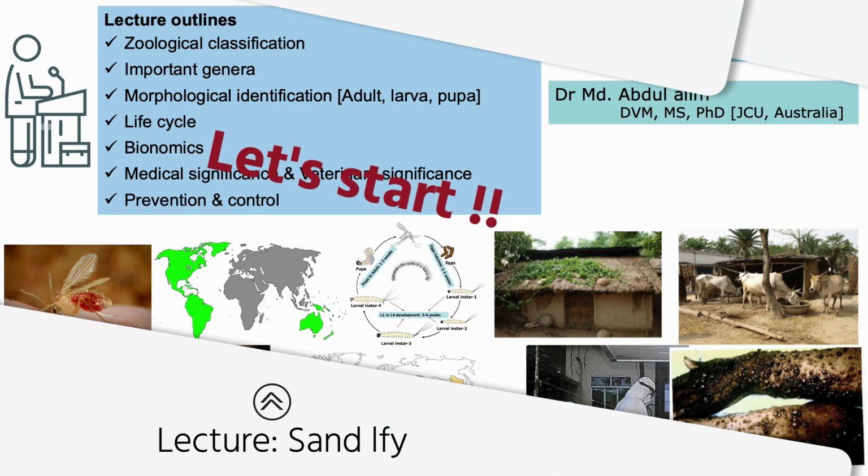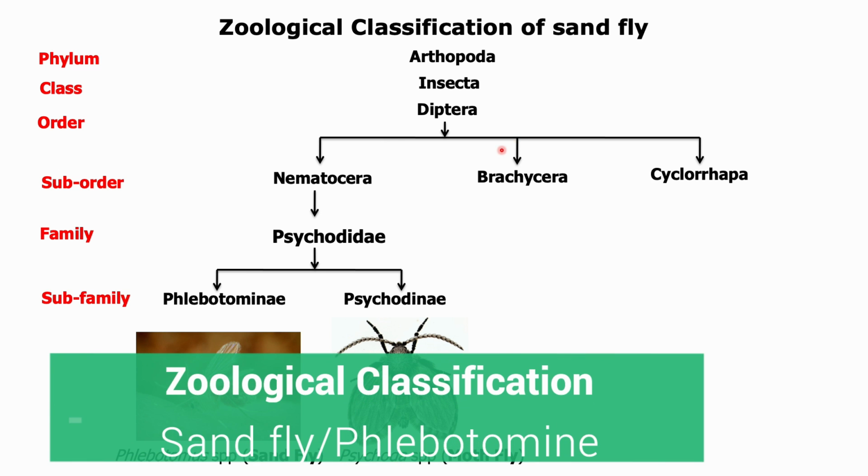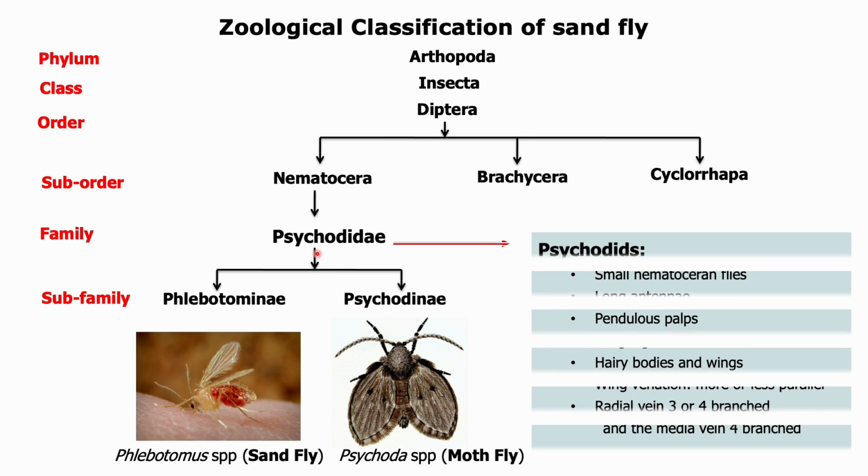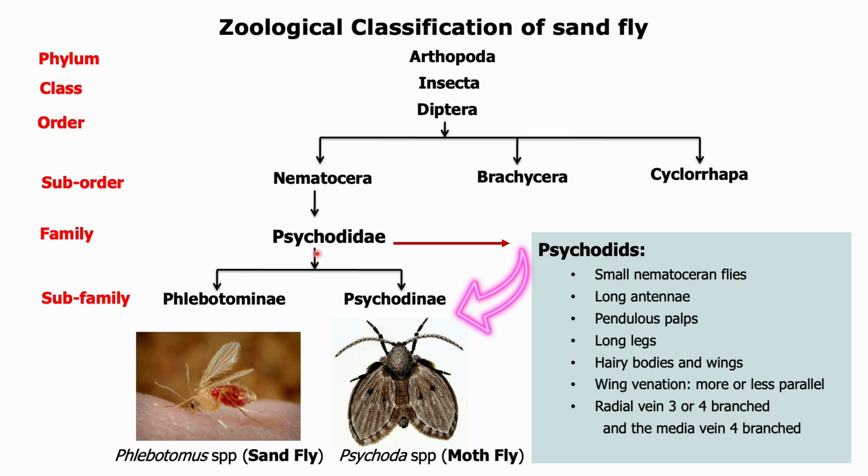So, let's get started. This is the zoological classification of sandflies. Flies under the family Psychodidae are called psychodids. They are small nematoceran flies having long antennae, pendulous palps, long legs, and hairy bodies. Under the Psychodidae family, there are two subfamilies, namely Phlebotominae and Psychodinae. Flies under the Phlebotominae subfamily are commonly known as phlebotomine or sandflies. In this lecture, I will talk about sandfly or phlebotomine.